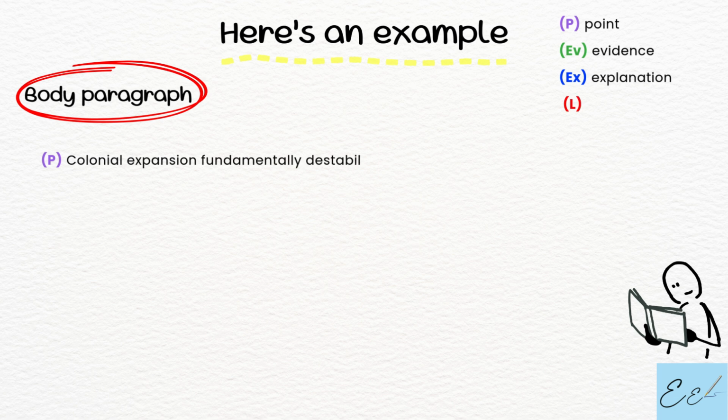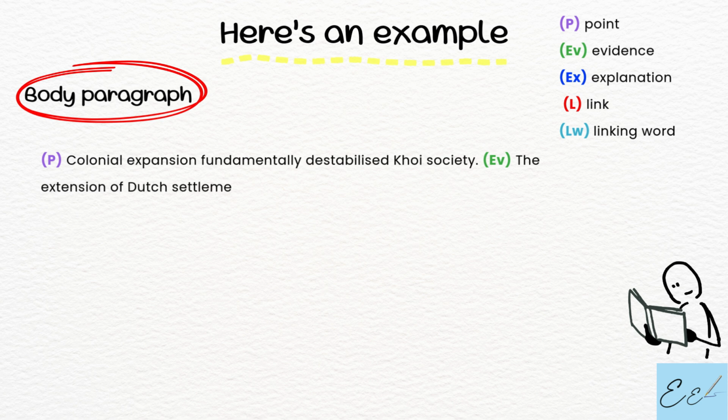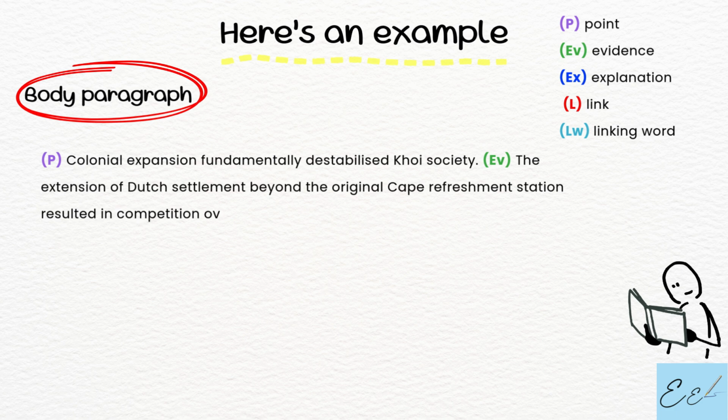I've just shown you one example. I've provided you with a key in the top right-hand corner. And you can see there that we've got our point: colonial expansion fundamentally destabilized Khoi society. Our evidence there is the extension of Dutch settlement beyond the original Cape Refreshment Station resulted in competition over grazing lands. And I've got an explanation which proves that the evidence I have chosen supports my point.